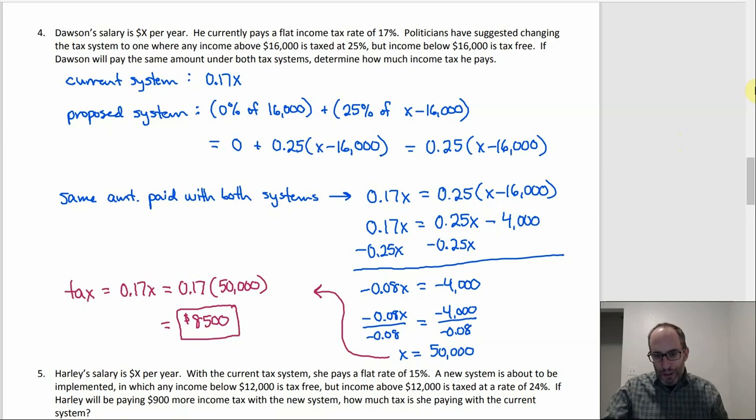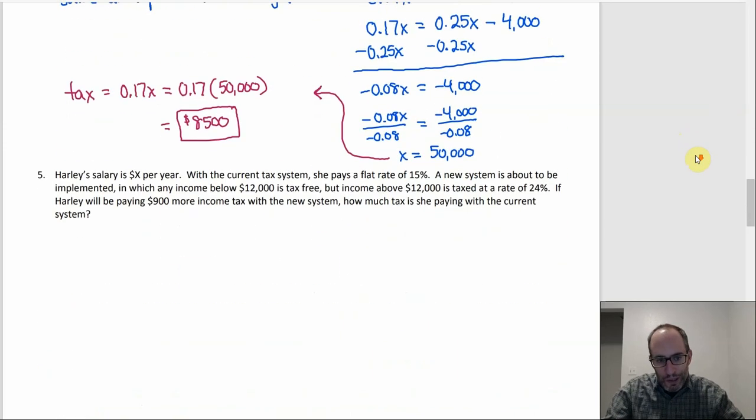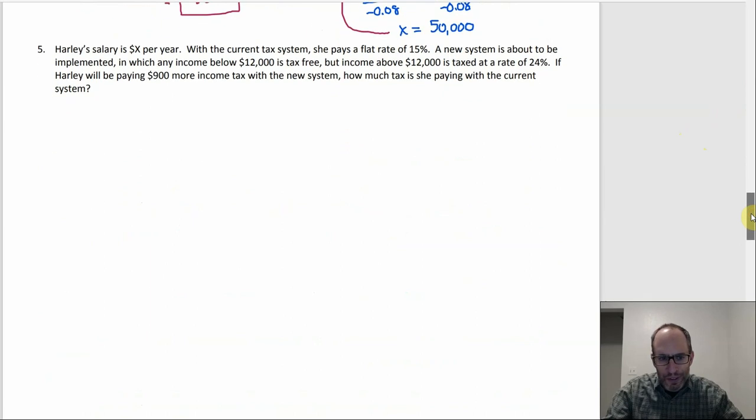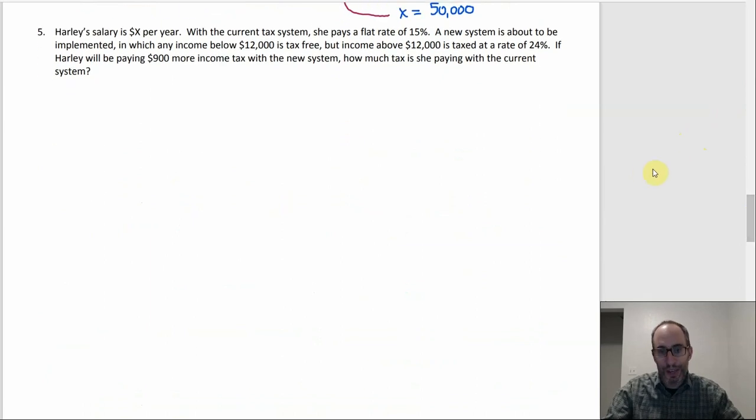Okay, number 5 is like number 4, just with one little wrinkle in it. Like it says there, Harley's salary, again, is unknown. And then we have a current flat tax, and then we have a new system with a progressive tax. Below 12,000 is tax-free, above is taxed at a rate of 24%. And this time, Harley will be paying $900 more with the new system. So it's not that they're equal like in number 4. Because of that difference between the two tax systems, this ends up being set up slightly differently. And that's why I wanted to stick this one in here too.